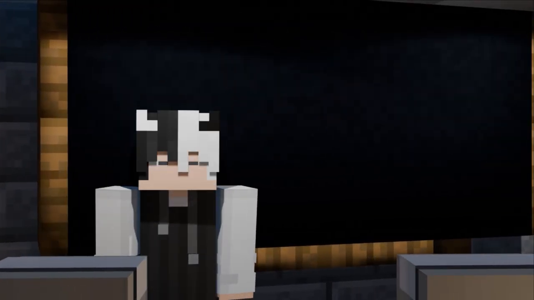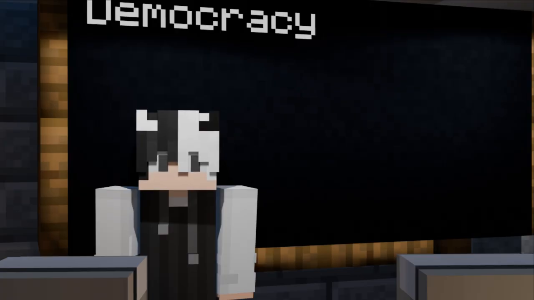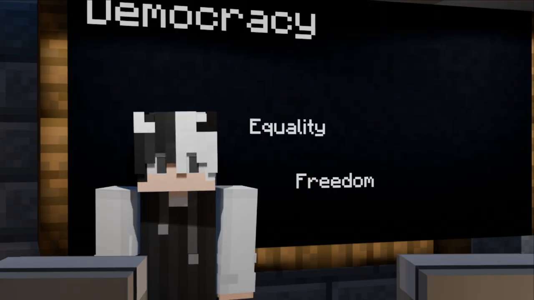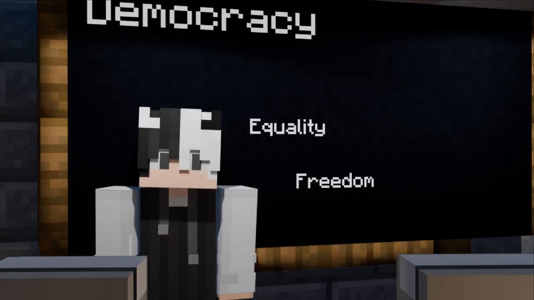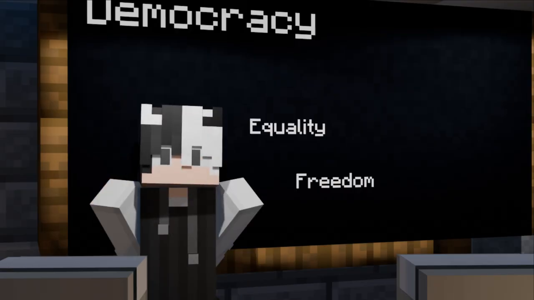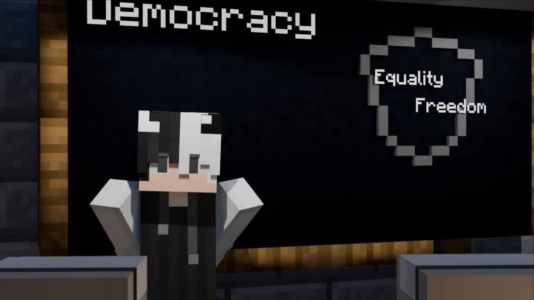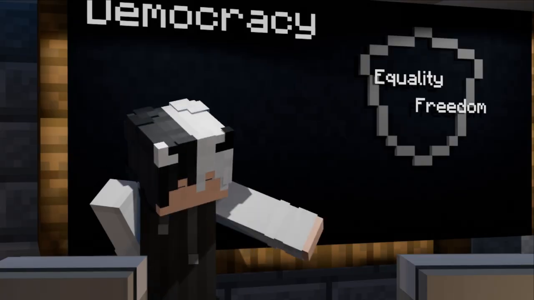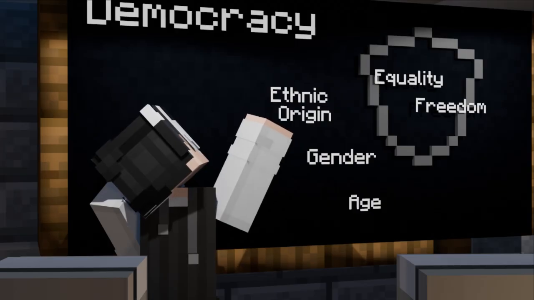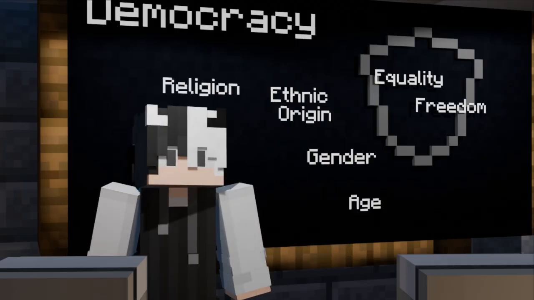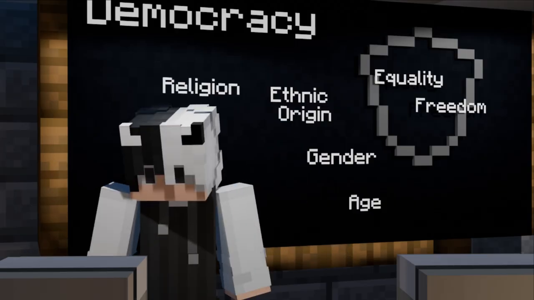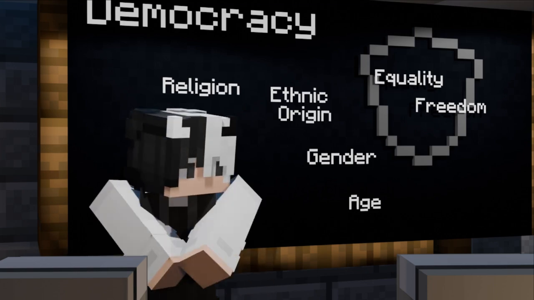As you might know, democracy is a government based on freedom and equality. It does so by acknowledging basic human rights. Freedom and equality are thus protected by democratic countries that treat citizens fairly regardless of age, gender, ethnic origin, and religion. Failing to do so can result in cases of discrimination or at worst segregation.